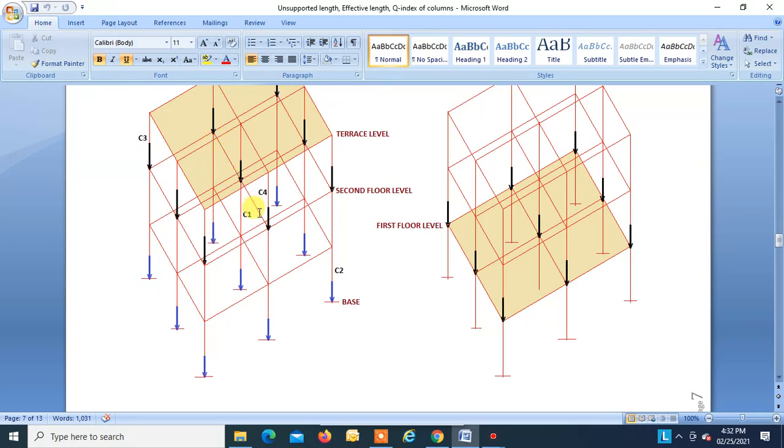Now we are taking this direction, right? So over here the beam size changes. The width is 250 and depth is 350. Similarly over here also, at the bottom joint also, width is 250 and depth is 350. And the length of the beam now is 3 meters and 3 meters, right?